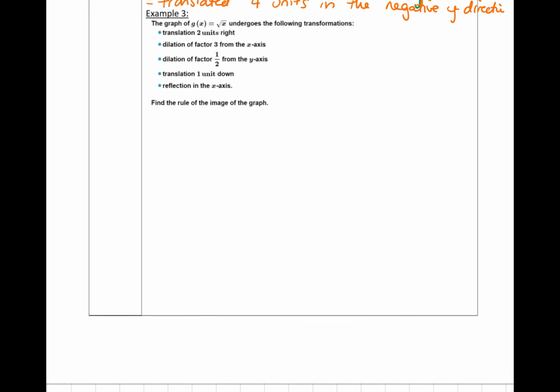So looking at example 3 here, it says the graph of g of x equals square root of x undergoes the following transformations. Now, if it undergoes these transformations, we're going to assume that it does that in that order. So that's a usual thing that's okay to assume. Usually in the exam, it would say undergoes the sequence of transformations, and the word sequence implies a pattern or an order. So we're going to apply these each one at a time.